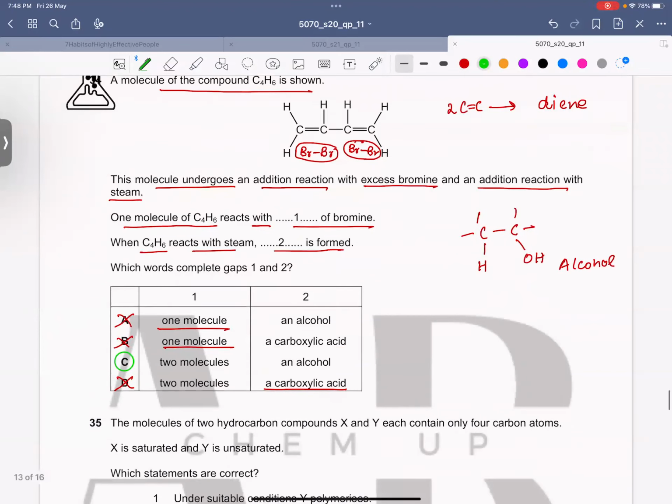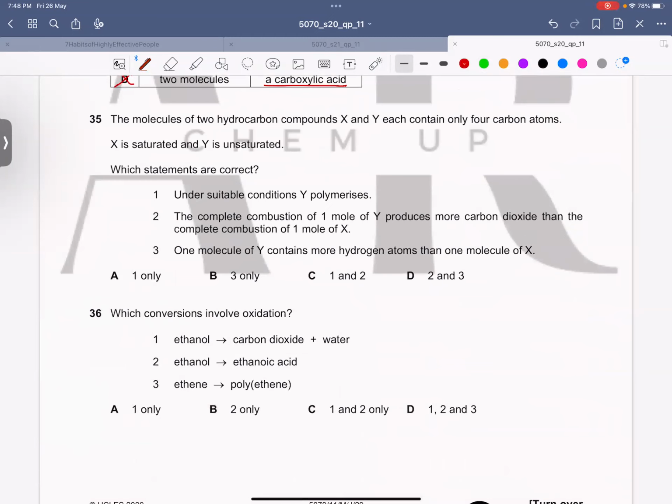Now, question number 35. The molecules of two hydrocarbon compounds X and Y each contain only 4 carbon atoms. X is saturated and Y is unsaturated. Saturated means there is a single bond between carbon-carbon atoms, and unsaturated means there is a double bond between carbon atoms. Which statement is correct? Under suitable conditions, Y polymerizes. Yes, if Y is unsaturated and has a carbon-carbon double bond, it may undergo polymerization. So our first statement is correct. Is this clear? Yes, sir.